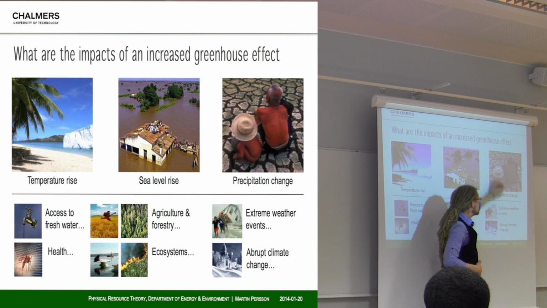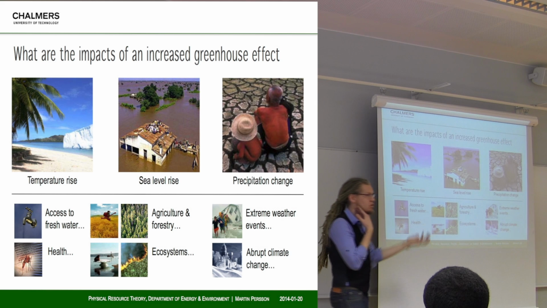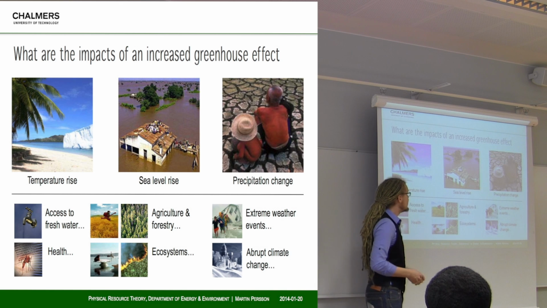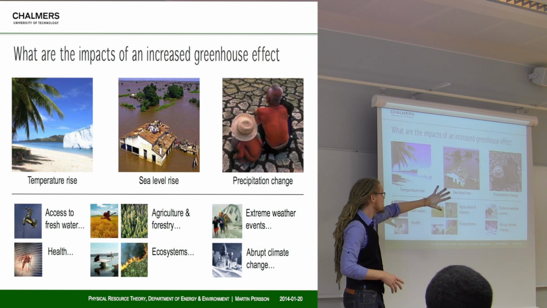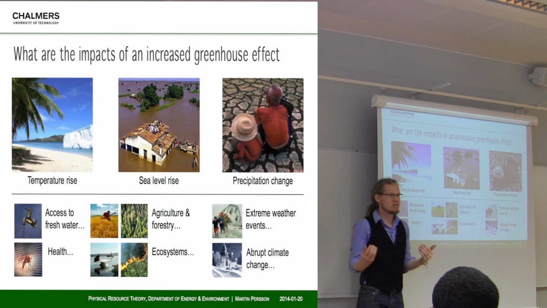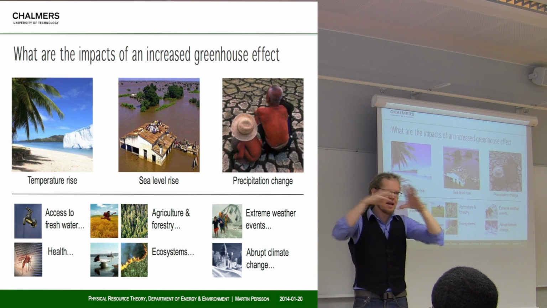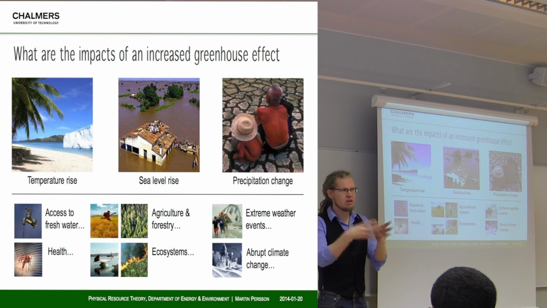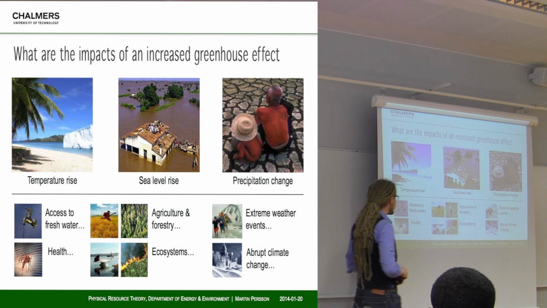We get precipitation change. Generally, what you can say is that places that are already dry will become even drier, and places that are already wet will become even wetter. But there are large regional differences here, and this is an area where you have large uncertainties in actually understanding, trying to scale down these global climate models to what is actually happening in a certain region or locale.